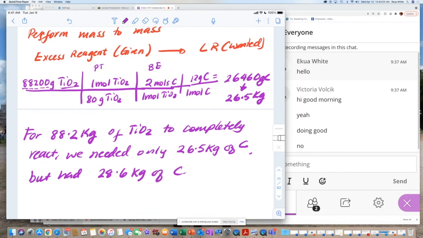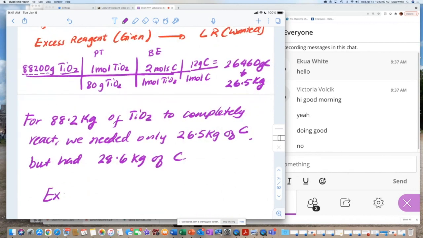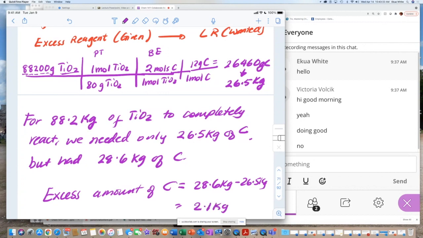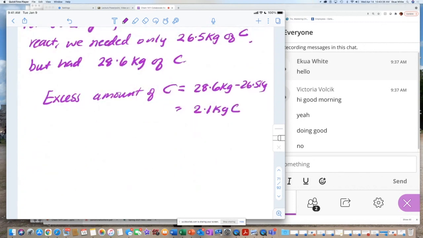So how much do we have in excess? So the excess amount of carbon is equal to 28.6 kilograms minus 26.5 kilograms, which is going to be 2.1 kilograms. Imagine, that's a lot of mass of carbon in excess.